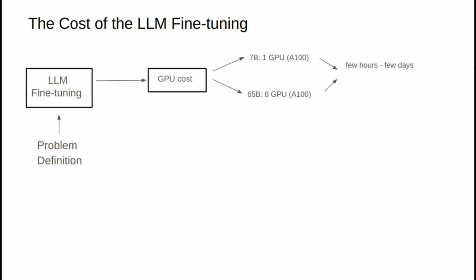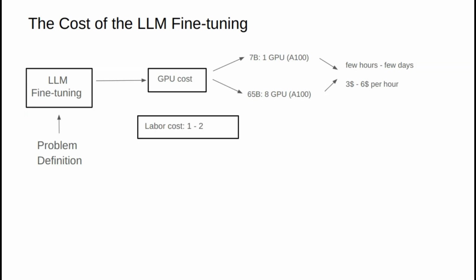Fine-tuning time typically ranges from hours to days. Based on current market rates, renting an A100 GPU costs around $3 to $6 per hour. Therefore, a complete fine-tuning session may cost from tens to hundreds of dollars or even up to a few thousand. Overall, GPU costs are manageable.